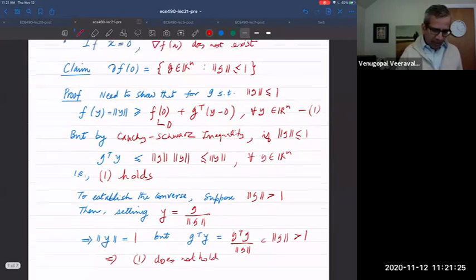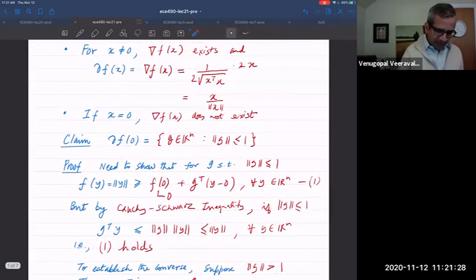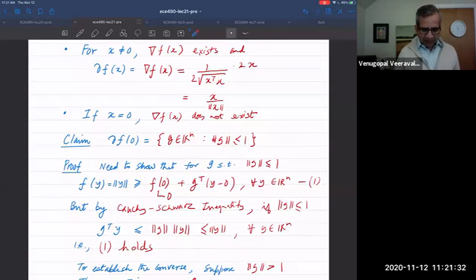So the only candidates for the subgradient are directions g for which the norm of g is less than or equal to 1 at the point 0. Is this clear?